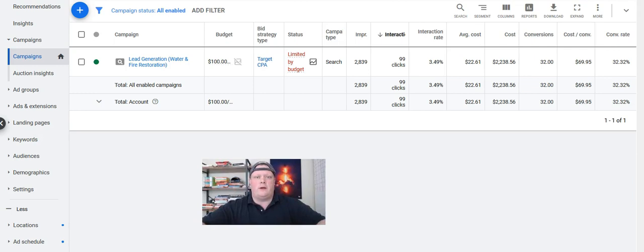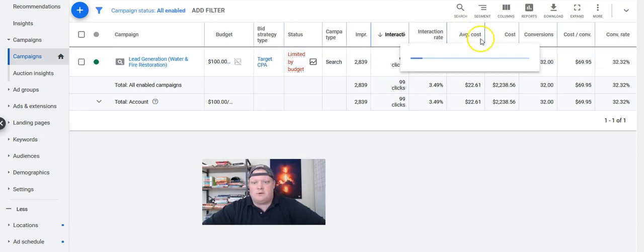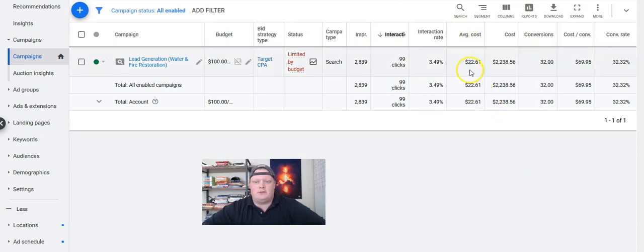So, where we are right now is inside of a client that is running for water and fire. I just want to run through some stats. This client is a $100 a day budget, running 5 days a week. Over this 30-day period, we've gotten them 99 clicks. Average cost per click is about $22 a click. We've gotten them 32 leads with an average cost per lead of $69 and a conversion rate of 32%.